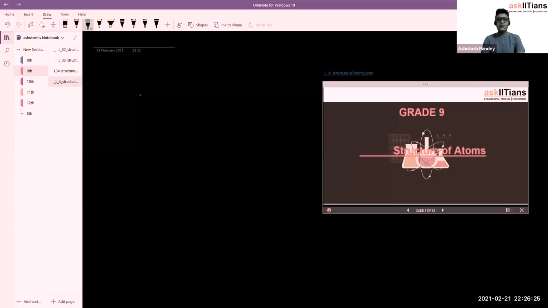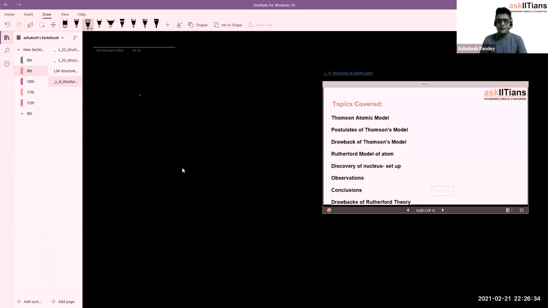So now in lecture 4, what are we going to study? This is lecture 4 of the structure of atoms chapter of class 9th, and we are going to cover these topics. We are going to discuss various atomic models, starting with Thomson's atomic model, the different postulates of Thomson's model, drawbacks of Thomson's model, and then Rutherford proposed his own model. Rutherford's model of atom, then the discovery of nucleus and all this setup.